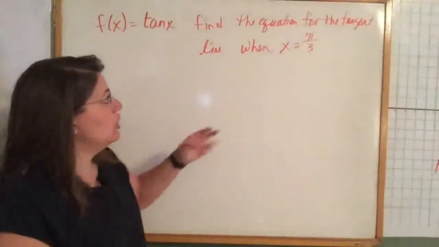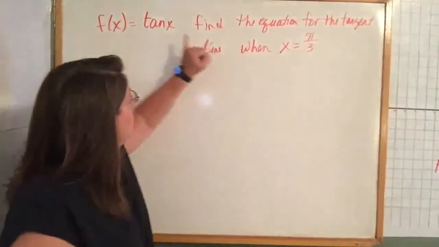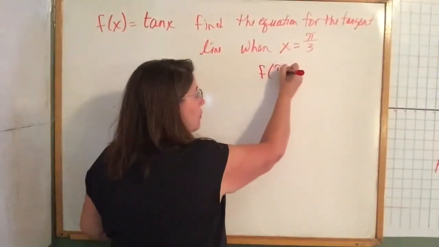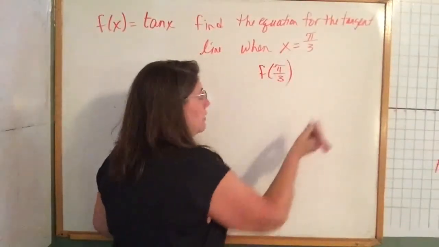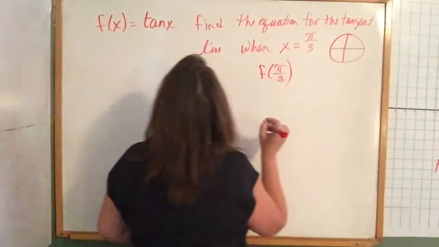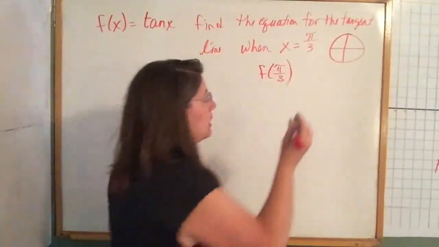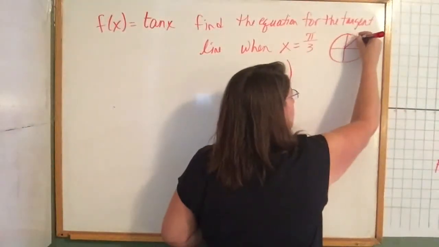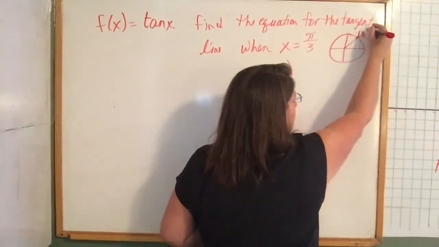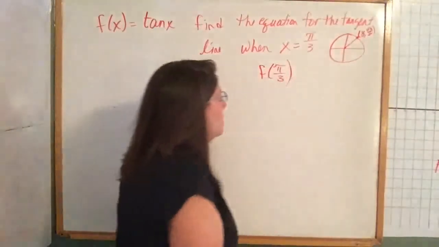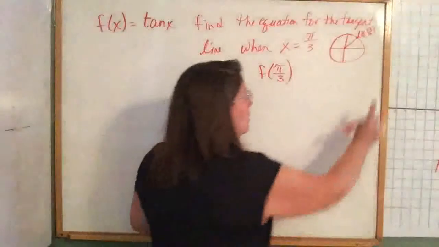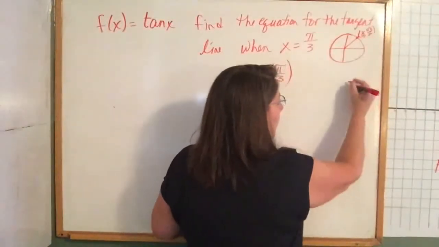So I could go ahead and plug pi over 3 into the function. So if I want to find f of pi over 3, I just do a little bit of trig. So I'll draw a little unit circle up here. Now pi over 3 is 60 degrees, and I know at 60 degrees that ordered pair would be 1/2, square root of 3 over 2. So tangent at pi over 3 is going to be sine over cosine, which is square root of 3 over 2 over 1/2.